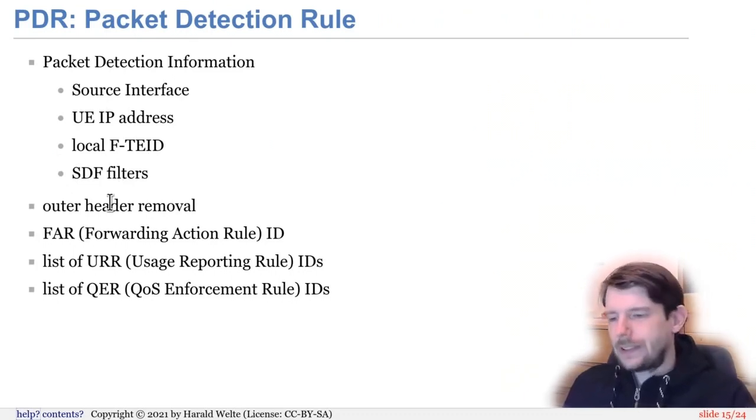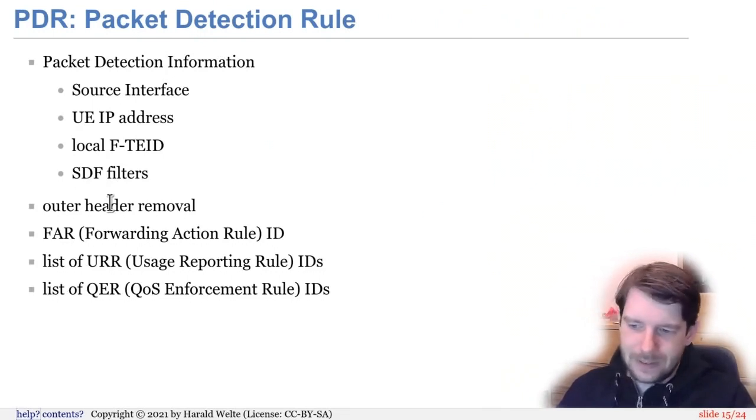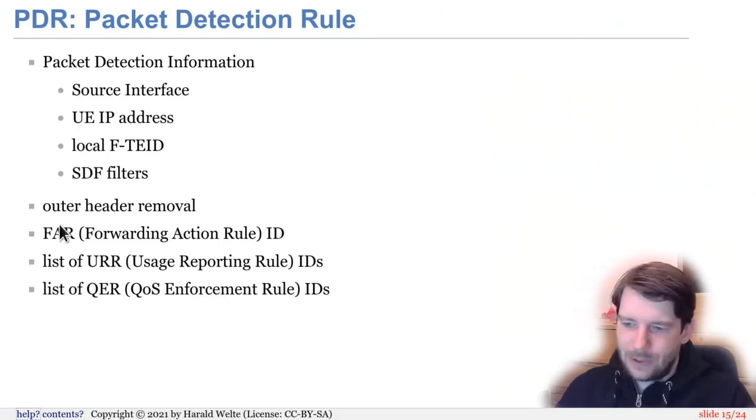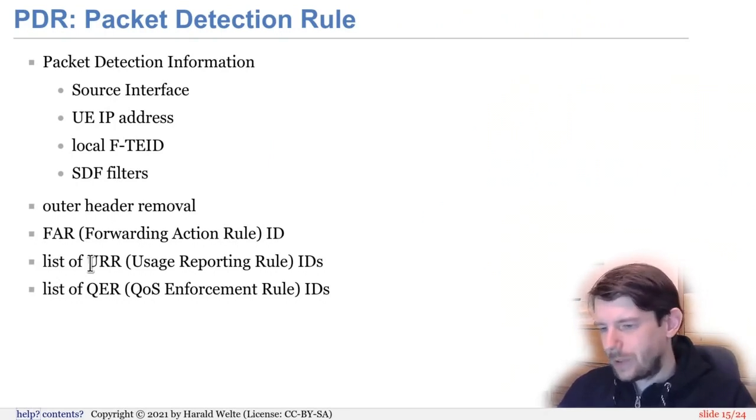Then you can have a specification of outer header removal, meaning we should decapsulate outer headers. Outer header means basically the GTP user plane header that is there. And then we have pointers to further rules. We have at least one forward action rule pointer or identifier, basically, that points to such a rule. And we may have one or more usage reporting rules or QoS enforcing rules associated with that as well. And that describes all the packet processing for such a session. Now, after the PDR has matched, we look up the FAR, the forwarding action rule.